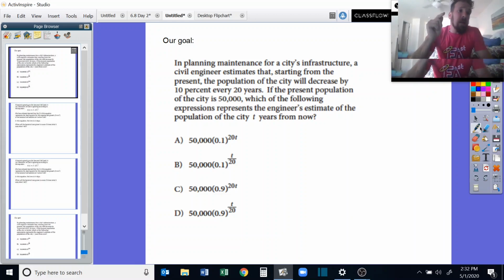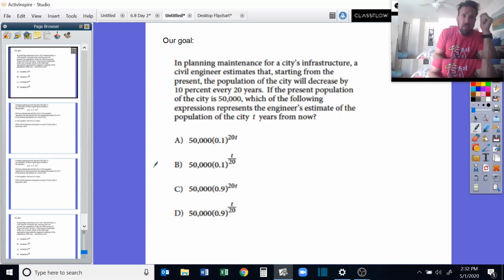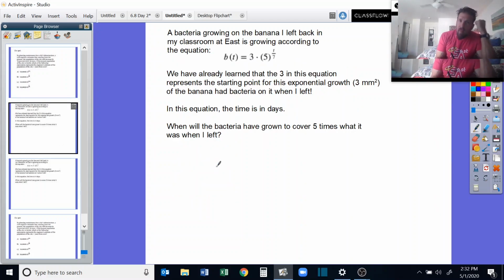Okay, I'm going to go over a similar problem to help you see which of these choices is the right choice. So here's my problem. I wrote this problem. A bacteria growing on the banana that I left in my classroom at East is growing according to the equation B of t is equal to 3 times 5 to the t over 7.